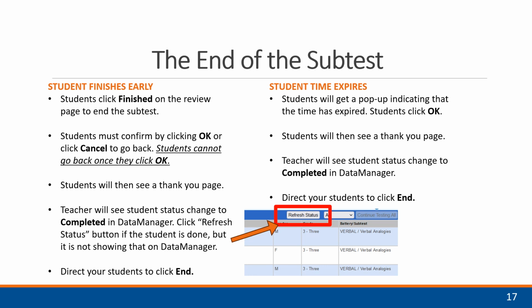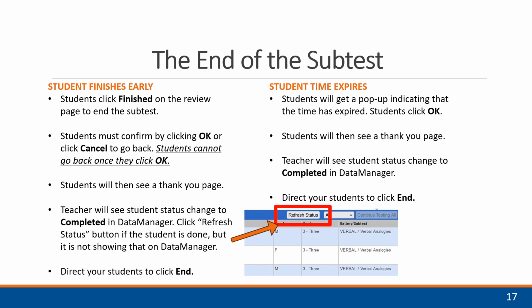If the student has completed their test, but you do not see that reflected on your end, please click the Refresh Status button. By clicking Refresh Status, it will fix that glitch. Please direct your students to click End on their screen. If they do not click End, you will not see a status of completed on your end.